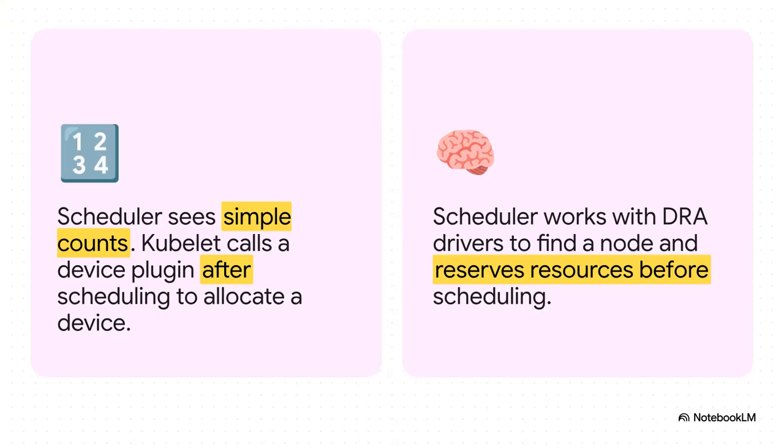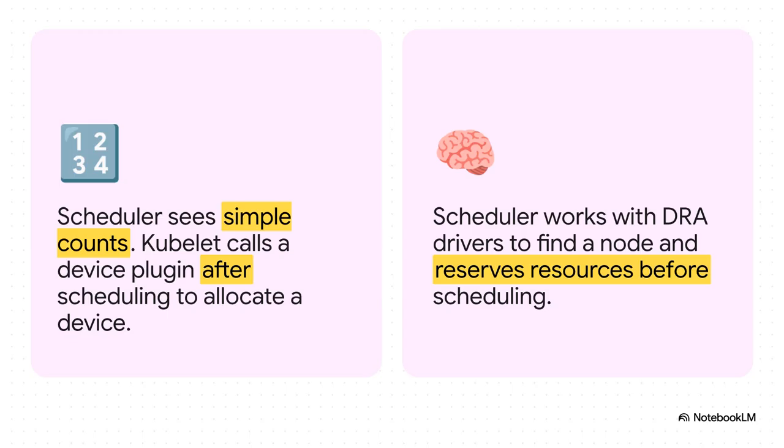To really see why DRA is such a leap forward, let's compare it to the old way of doing things with the device plugin framework. Before DRA, on the left, the Kubernetes scheduler only saw really simple counts. It would know this node has 8 GPUs, but that's it. It didn't know their models, their features, or if they were already in use in a specific way. So it would just place a pod on that node based on that simple count. Only after the pod was scheduled would the kubelet on the node call a device plugin to pick a specific GPU. The scheduler was basically flying blind, making a placement decision with very limited information.